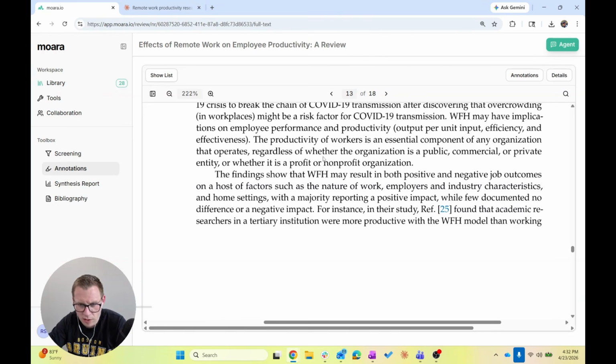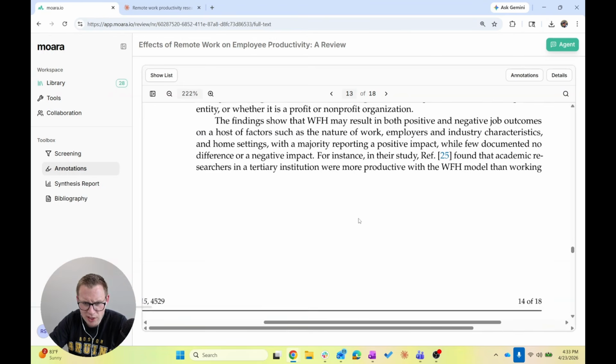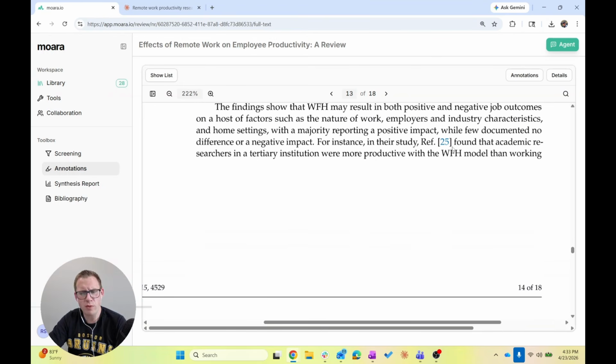Implications. Findings show that work from home may result in both positive and negative job outcomes on a host of factors. Nature of work, for instance, while few documented no difference or a negative impact. For instance, in their study, at this point, I'm interested in the synthesis, right? I'm less interested in specific studies, but let's just see what's covered here.